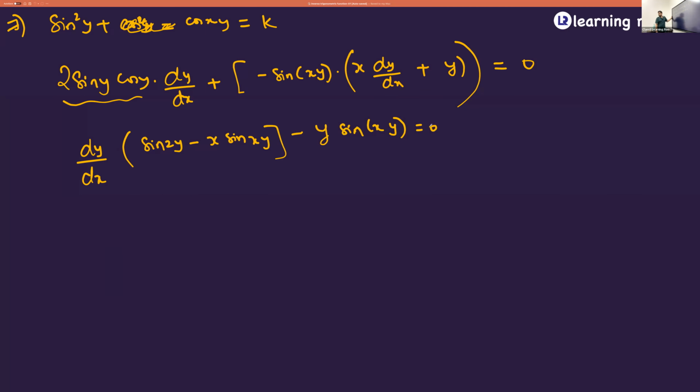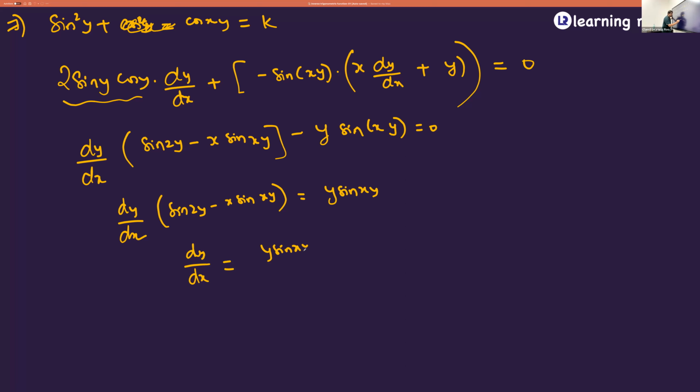Am I clear with this? So this will go to the other side. Is equal to, so what is dy by dx? Y sine xy, the whole divided by sine 2y minus x sine xy. So this is going to be the answer.